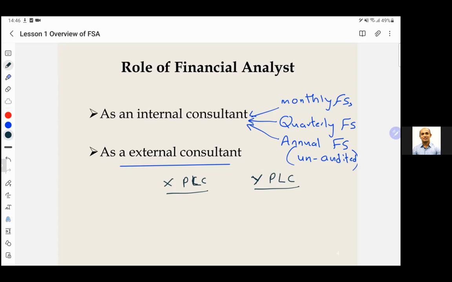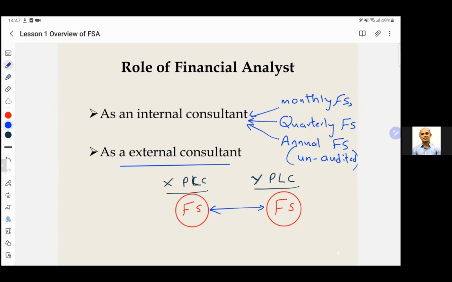Now before the analysis, you are going to compare two companies. Before the analysis, you have to see whether the financial statements of XPLC are comparable to YPLC. You analyze two companies, then by comparing the results, you are going to suggest to your client which one is the better investment.